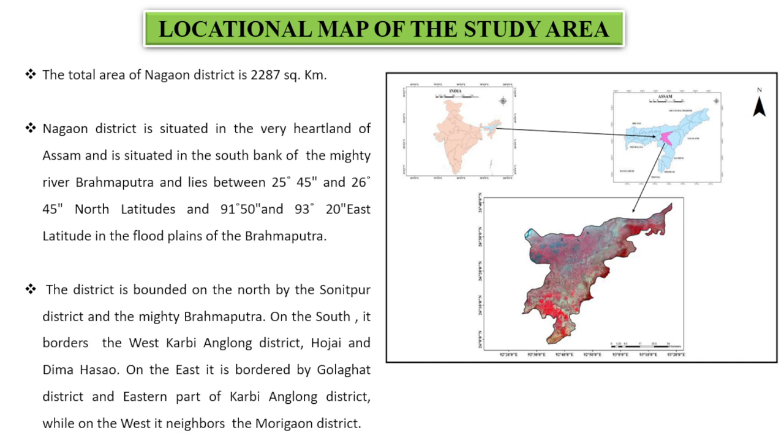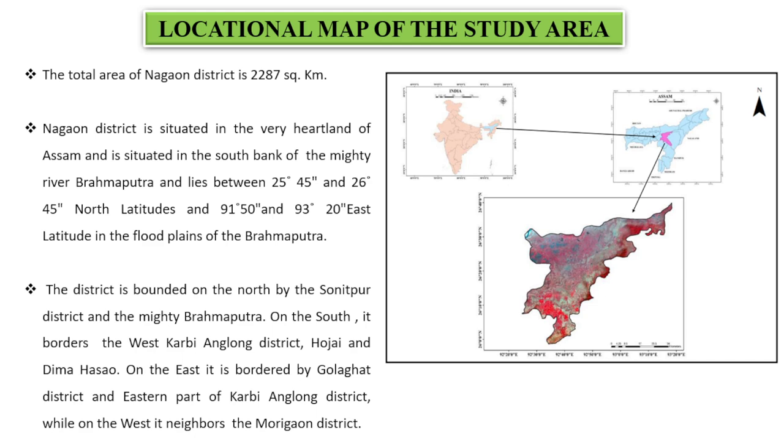On the eastern front, Nagaon is bordered by Golaghat District and the eastern part of Karbi Anglong District. This area is notable for its rich biodiversity and potential for ecotourism. The western boundary of the Nagaon district neighbors Morigaon district, further integrating Nagaon into the central Assam region's network.